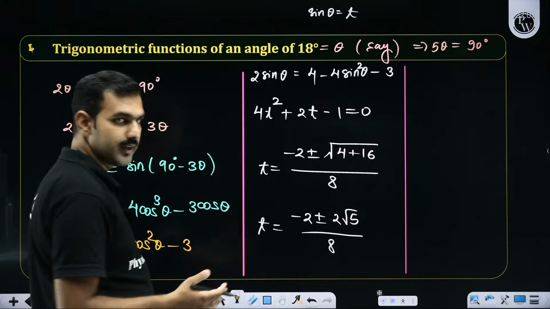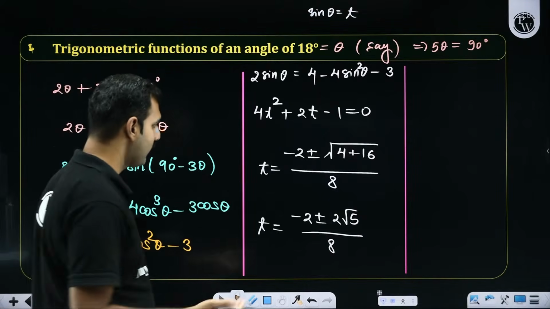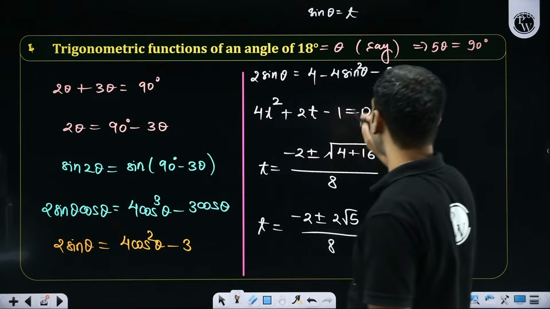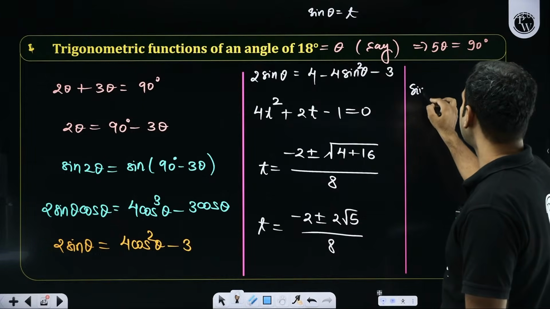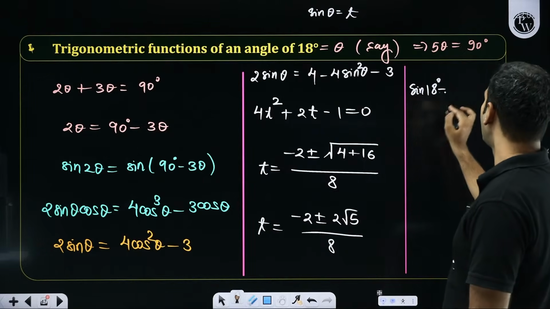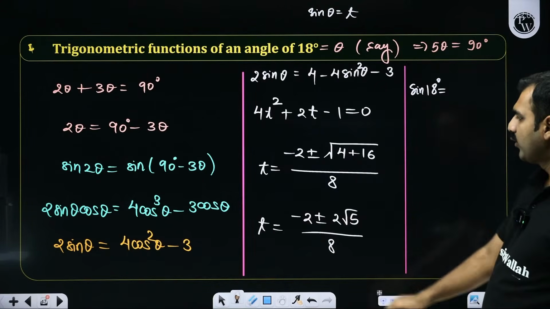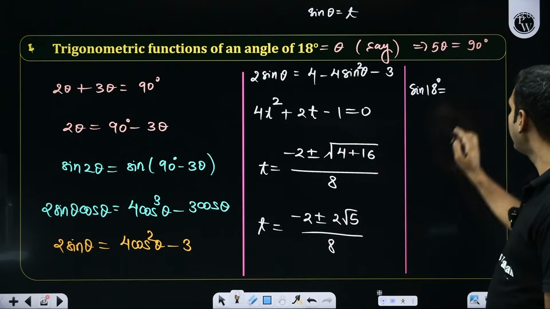So if I cancel a 2 in the numerator and denominator, what I finally get is 2 values of t. What was t? Sine theta. What was theta? Theta was 18 degree. So I get 2 values of sine 18 degree. One value will be minus 1 plus root 5 by 4.